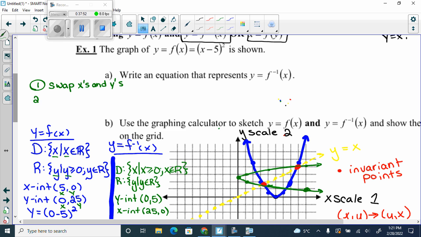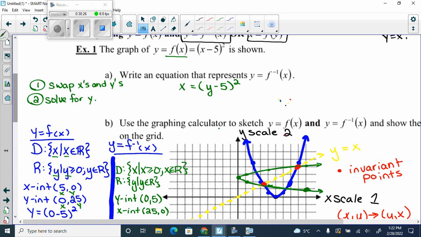Then step 2 is solve for y, or isolate y. That's it. So our original is technically y equals x minus 5 squared. So what are we going to do first? Write it as, so this y is going to become x equals, and the x is going to become y minus 5 squared. Now that's actually the inverse equation.